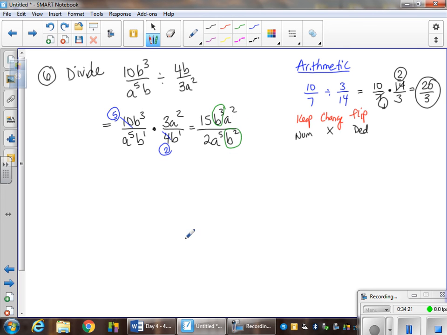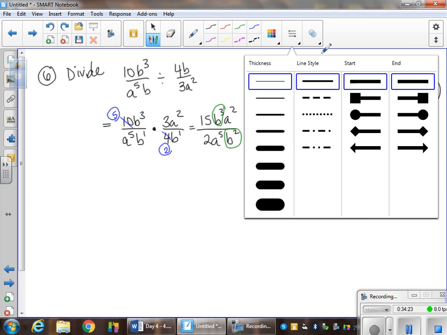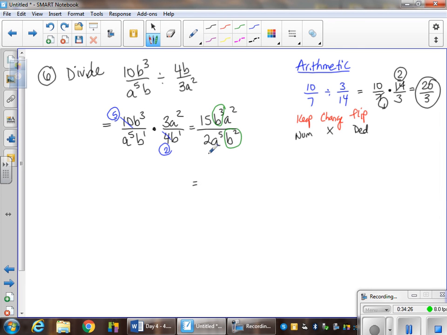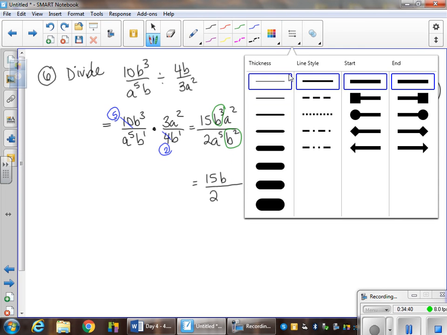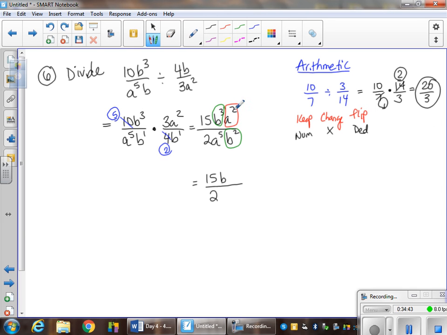So you want to ask yourself, how many are going to be left and where? Numerator, denominator. Well, our 15 and 2 aren't moving, so let's just put those down right away so we don't have to worry about them anymore. Back to my question. 3 b's on top, 2 on the bottom. Hopefully you said that leaves 1 on top. Next, let's look at the a's. I have 2 a's on top, 5 a's on the bottom. How many is that going to leave and where? Hopefully you said 3 in the denominator. I checked my answer. Is it as simplified as possible? See, 15 and 2, A's and B's, nothing in common. I am done.